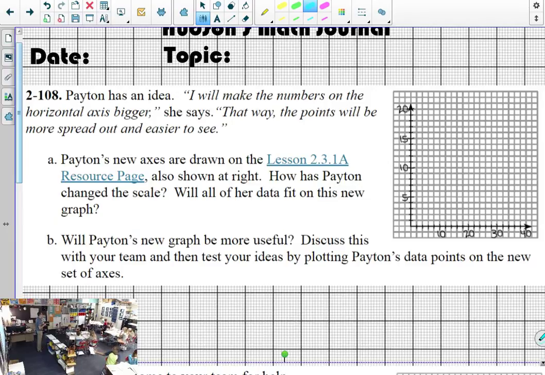Wait, draw it on here. Yep, on your resource paper. So you're going to take this graph at the top right. I don't want to show you that one. It's the answer key. The graph at the top right, and you're going to place your points on it.